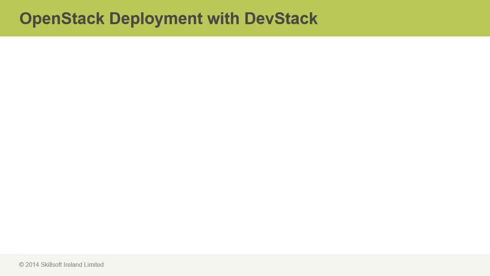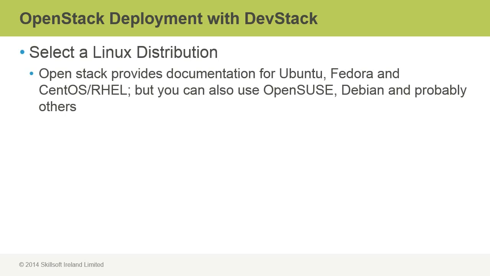So if we're going to use DevStack, how are we going to go about getting it installed or getting it deployed? So first of all, select a Linux distribution usually. OpenStack provides documentation for Ubuntu, Fedora, and CentOS or RHEL, but you can also use OpenSUSE, Debian, and probably others. You don't really have to try very hard to find a compatible distribution. Many of the distros will in fact include everything you need to run OpenStack right away. And if not, you can just pull it in using Git.